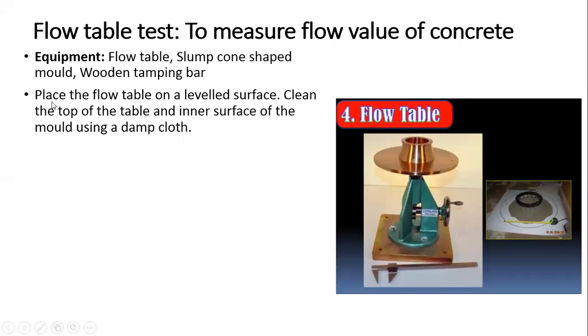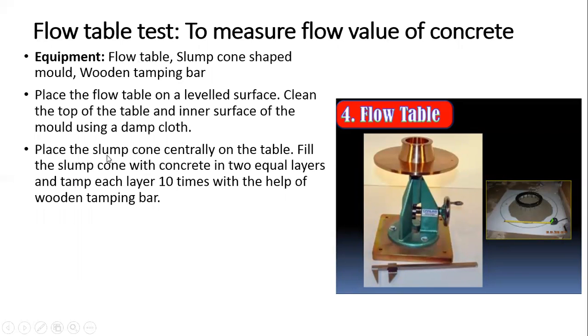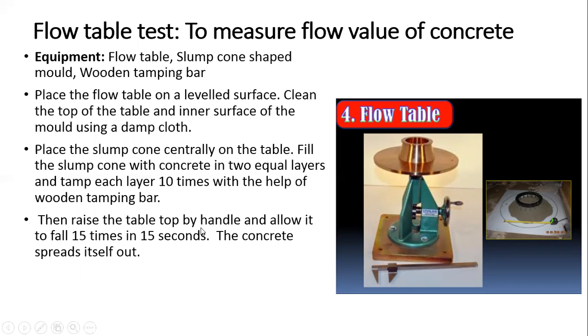Okay, what is the procedure? You have to place the flow table on a leveled surface and clean the top surface of the table and the mold using a damp cloth. After cleaning this table, place this slump cone on the table, fill it with concrete in one or two layers and tamp each layer 10 times with the help of the wooden tamping bar. So you fill the mold with concrete in two equal layers, tamping each layer 10 times.